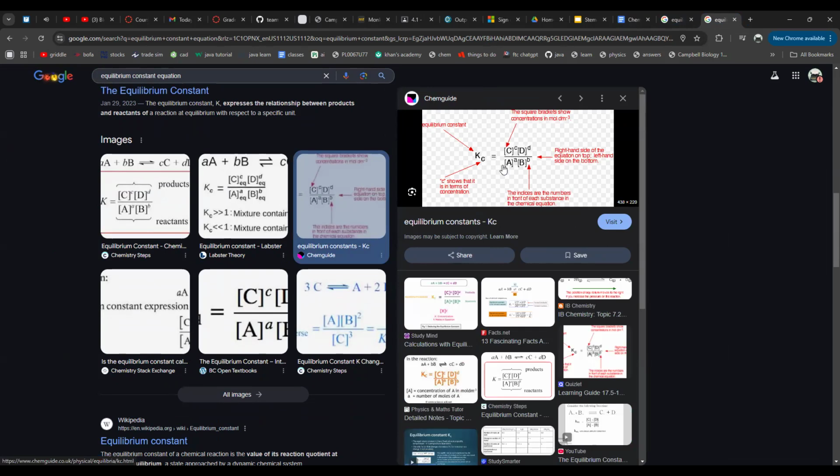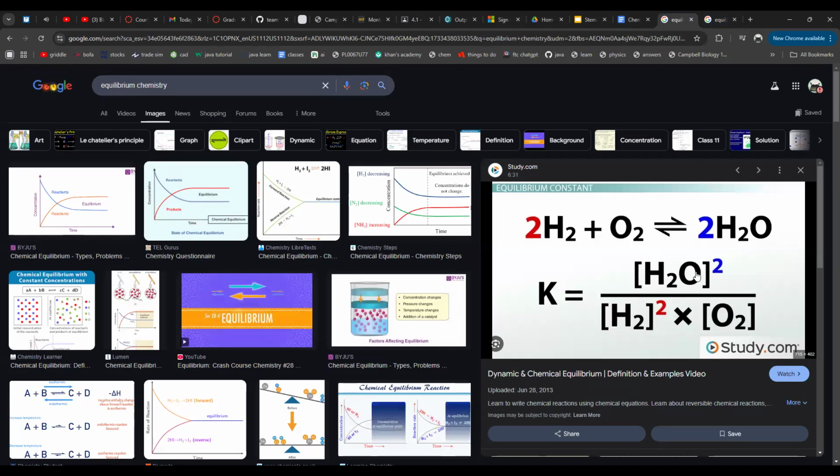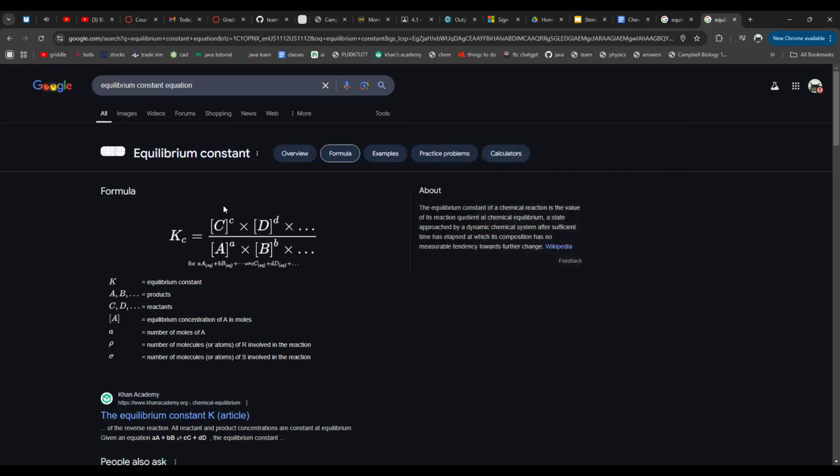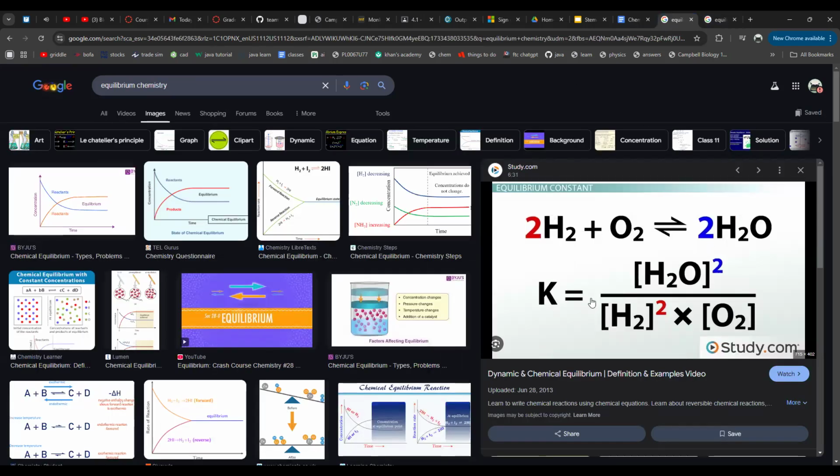So that's the big letters, that's the concentration. Here you have the concentration of H2O squared because it has a coefficient of 2. You raise the concentration of your molecule to the power of its coefficient. And then you divide that by the same thing for the reactants: the concentration of hydrogen squared times the concentration of oxygen. And there you get K, the equilibrium constant.